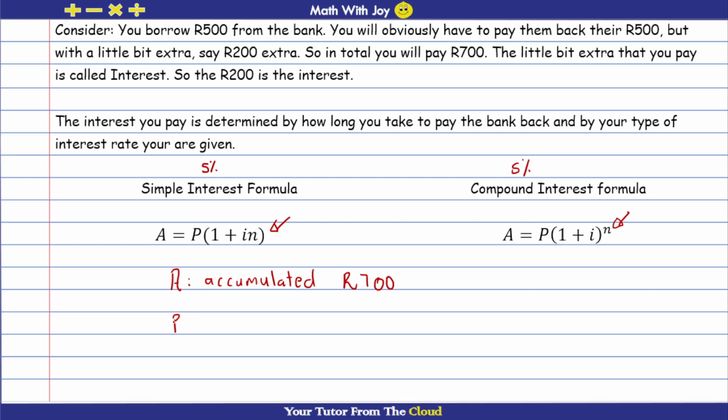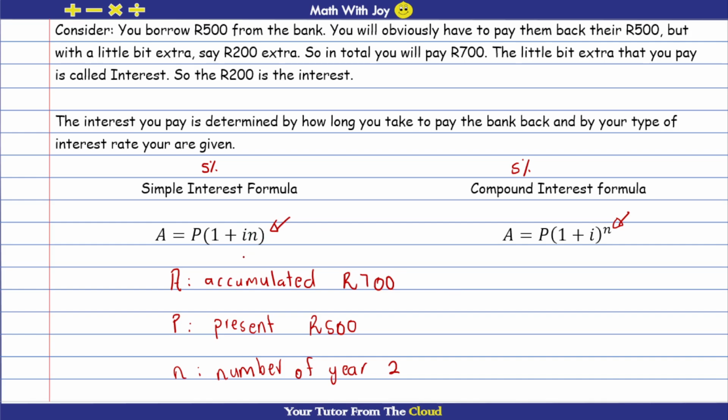And P is the present amount, or the money in the beginning. When we went to the bank initially, they gave us 500 rand. So that's our P. Now, N is going to be the number of years. For both formulae, N is the number of years. If we take 2 years, N will be 2. If you say 3 years, then N will be 3.